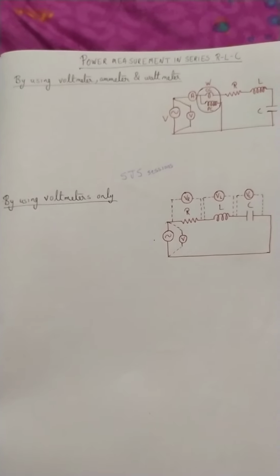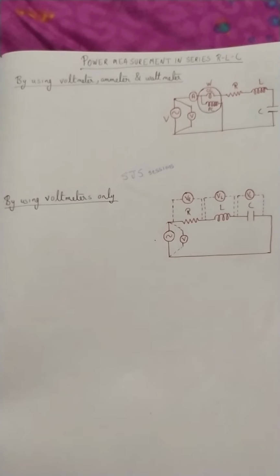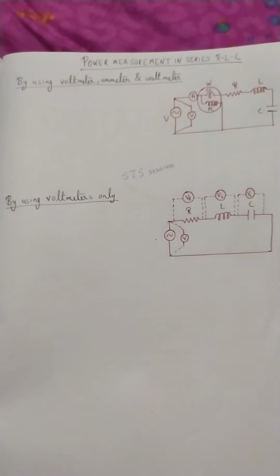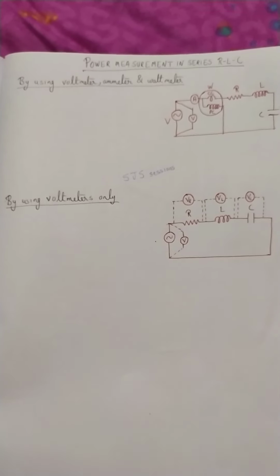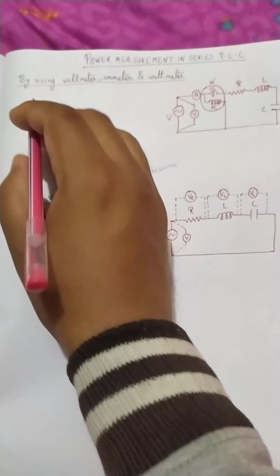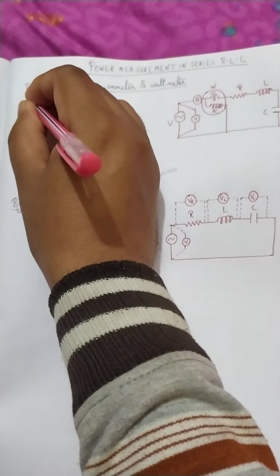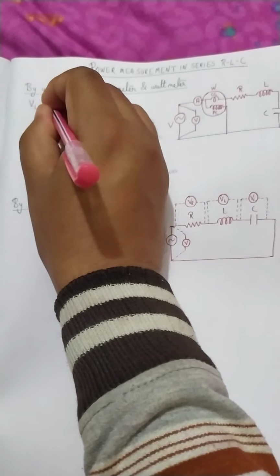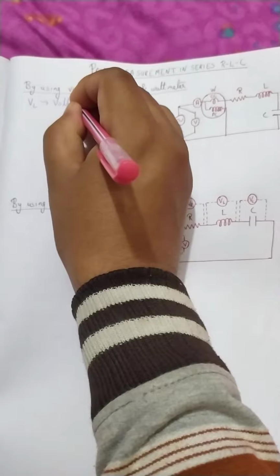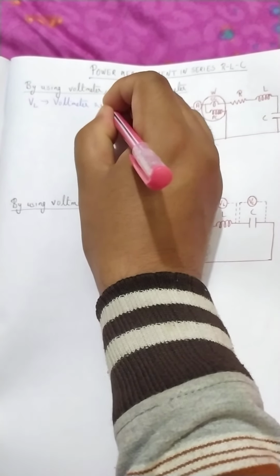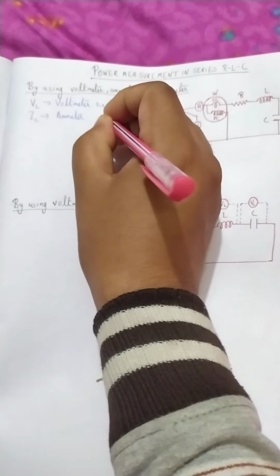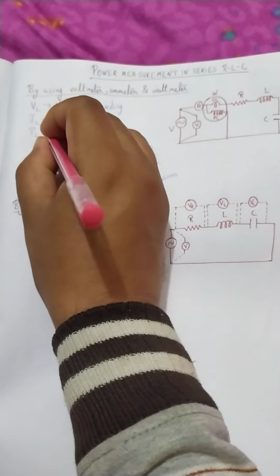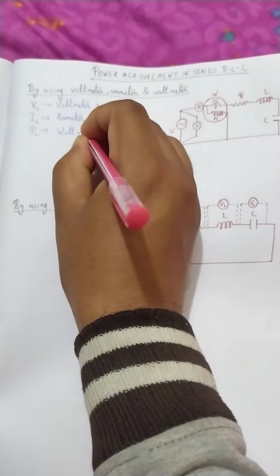This is the most simplified arrangement, which is used everywhere for power measurement. Here we directly find out the readings. Let us suppose VL is the voltmeter reading, IL is the ammeter reading, and PL is the wattmeter reading.